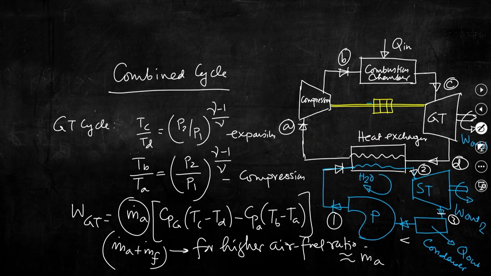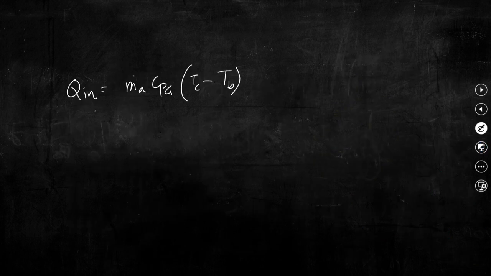Now, what is Q in? Then Q in, that is equal to m dot A into CpG into Tc minus Tb, right. So, this basically, you know, that is the amount of energy. You can see that Tc minus Tb, that is Q in, that is the total addition of heat into this system having two different cycles. So, this is the Q in.